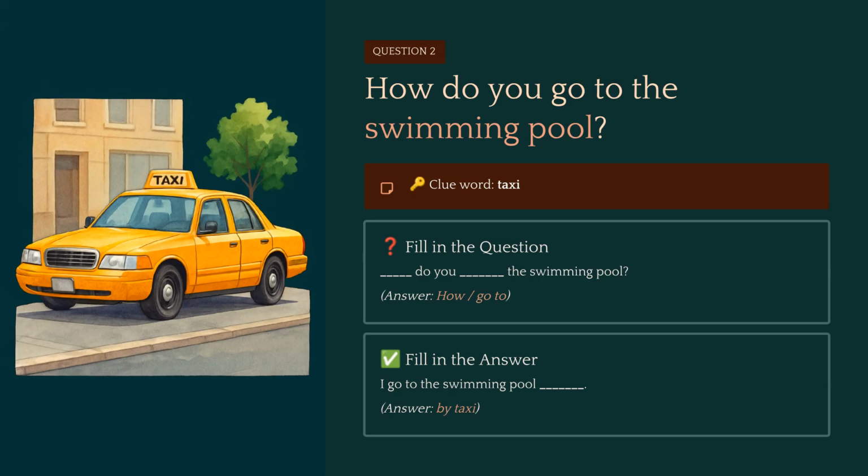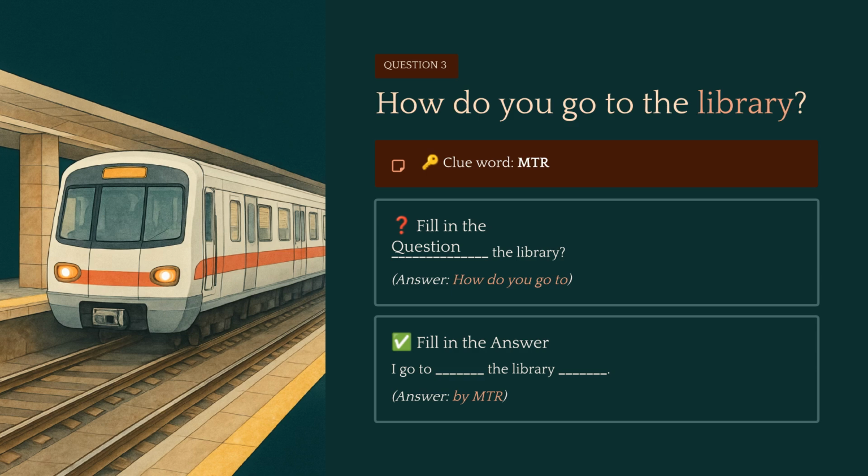Question 2. How do you go to the swimming pool? Clue word. Taxi. Fill in the question. How do you go to the swimming pool? Fill in the answer. I go to the swimming pool by taxi. Question 3. How do you go to the library? Clue word. MTR. Fill in the question. How do you go to the library? Fill in the answer. I go to the library by MTR.